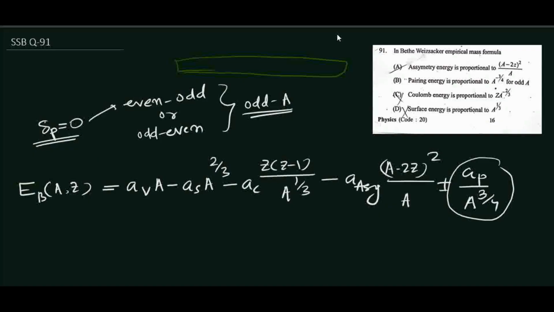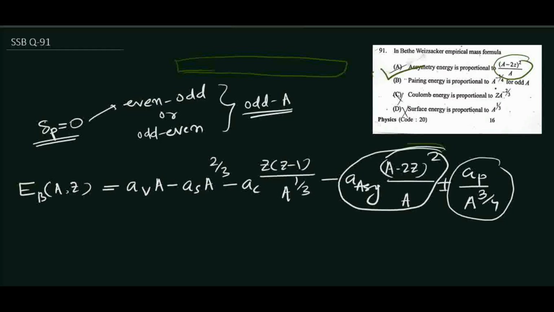So in our question, in option A, it is given that the asymmetric energy is proportional to A minus 2Z whole square divided by A. You see, this is the asymmetry term, and this proportionality is correct. So option A is the correct one.